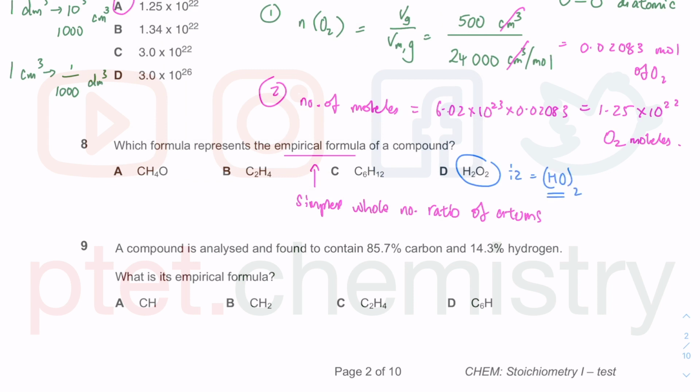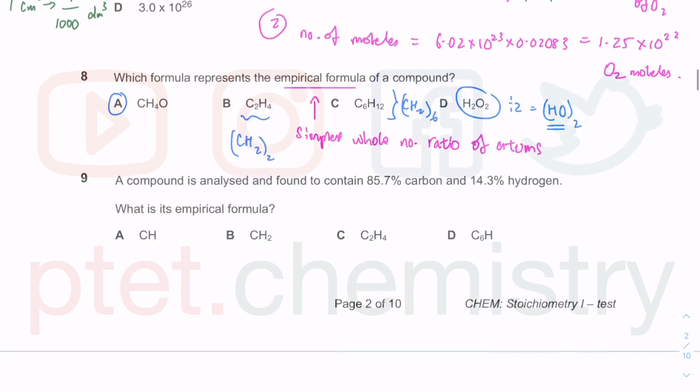This one can be simplified further, you divide by 2 and you divide by 6, and then you can get CH2 like that. This one can be simplified further, you divide by 2 and you get 2 carbon 4 hydrogen. This one cannot be simplified further. This is the simplest whole number ratio of the atoms.